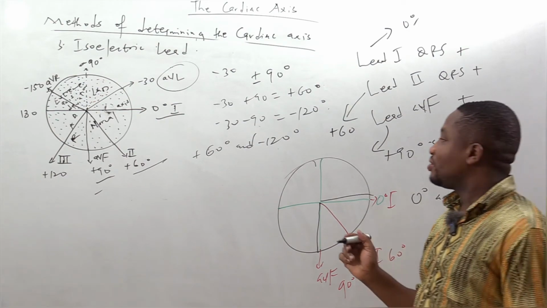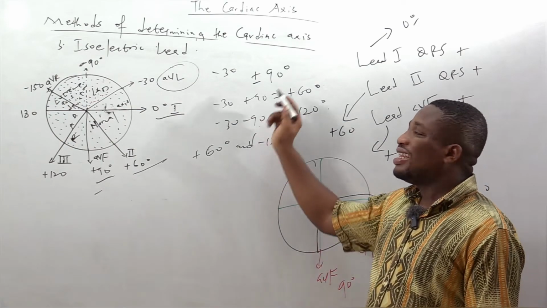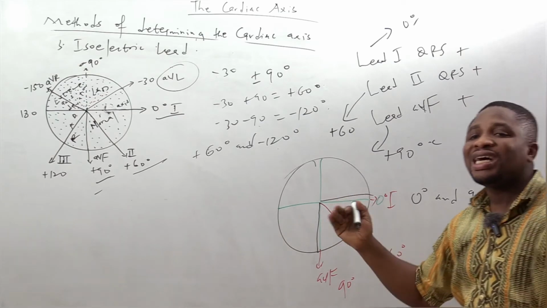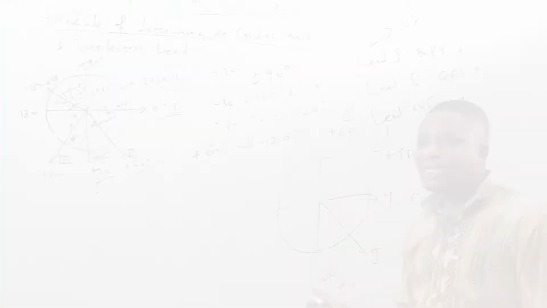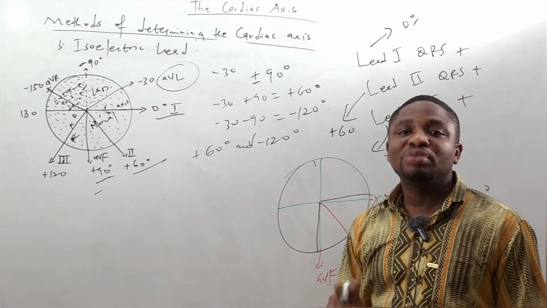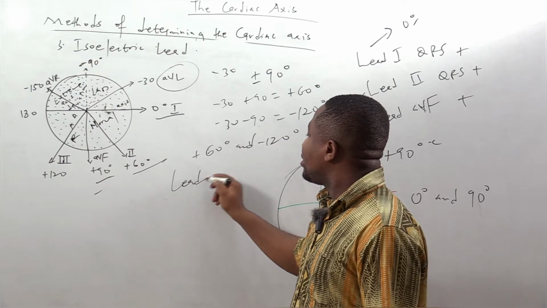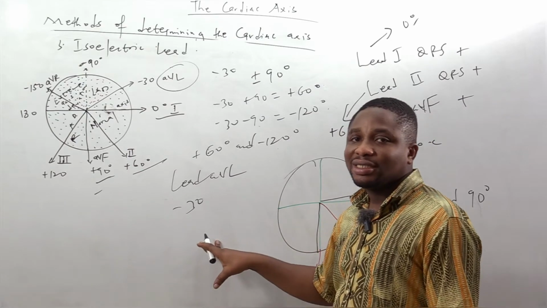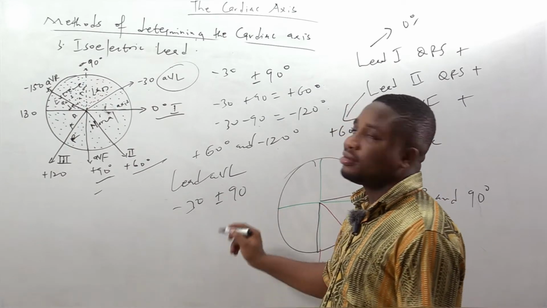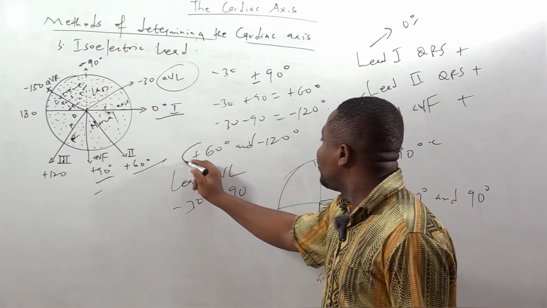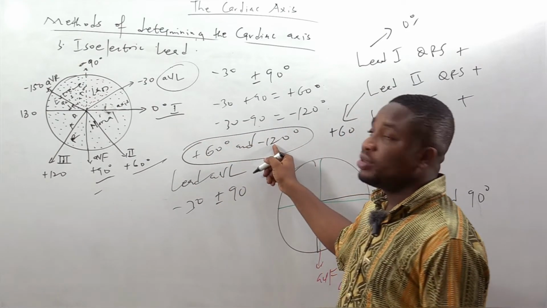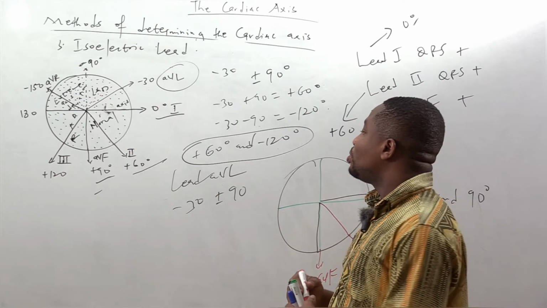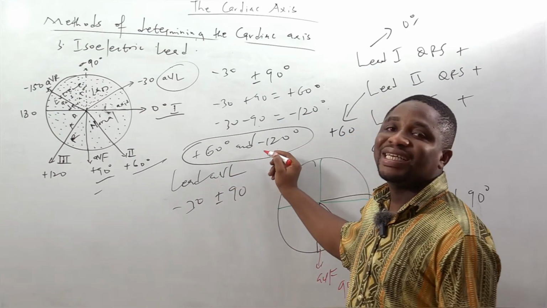But again, if you watch very carefully, after we finish locating the leads which have positive QRS complexes, we know our isoelectric lead from the ECG to be lead AVL. And what is AVL? AVL is minus 30. And to get your cardiac axis, you have to add or subtract 90 degrees. If you do that, it will give you minus 120 degrees or plus 60 degrees. It means the cardiac axis is going to be either plus 60 or minus 120.